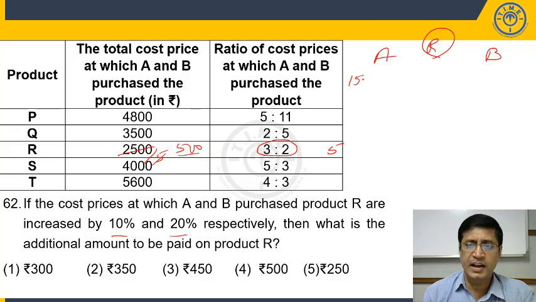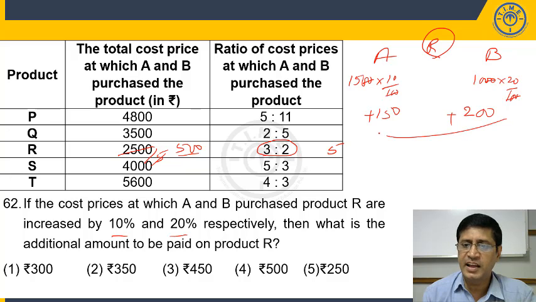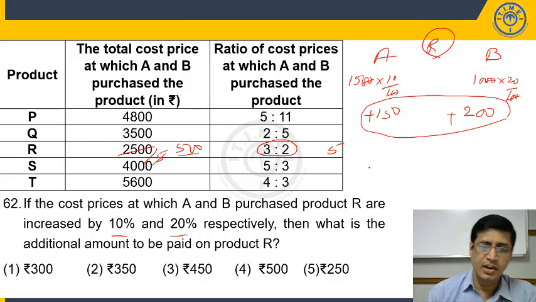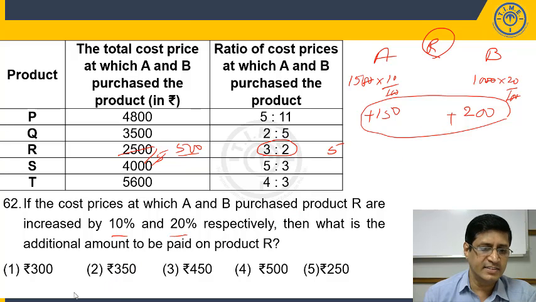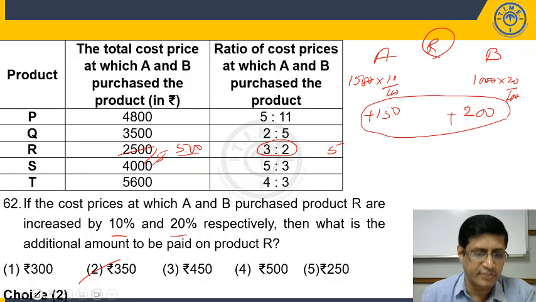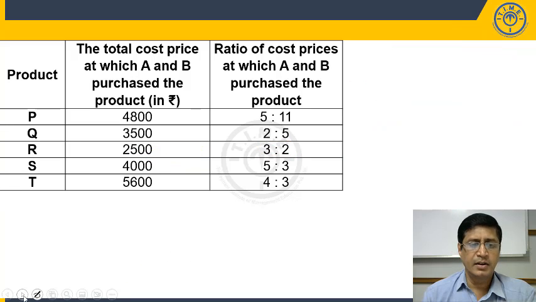That 1500 is increased by 10%. 10% means an increase of 150. And the B value is 2 into 500, that is 1000, increased by 20%. 20% means it is 200. So what is the increase in the value? The additional value is asked, so 150 plus 200, that is 350. Choice number 2 is the right answer.